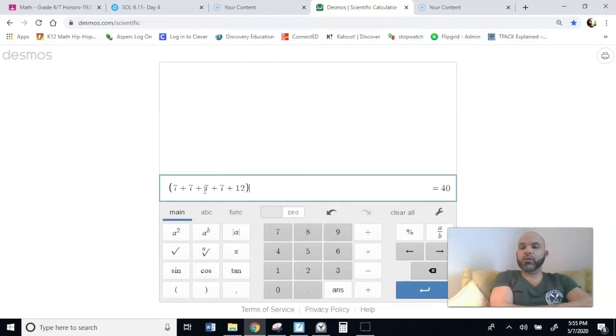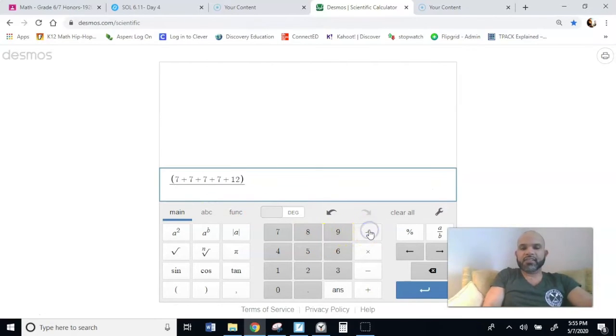Notice I closed the parentheses, okay? Now I'm able to divide it since there's 5 numbers. Look at what Desmos does. We divide by 5. We know our answer is 8.